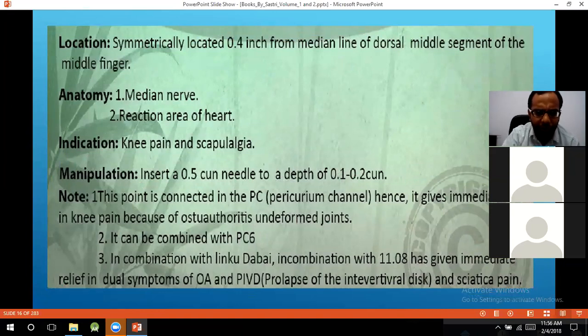It is combined with pericardium 6 and heart 7 and bleeding of the BL40. You will get instant relief from sciatica. So this is a very good case where you get very good release. And in combination with 11.08, it gives immediate relief in terms of OI and KID. Whenever you see a patient that has osteoarthritis, you also assess this problem and then it's a very good relief.